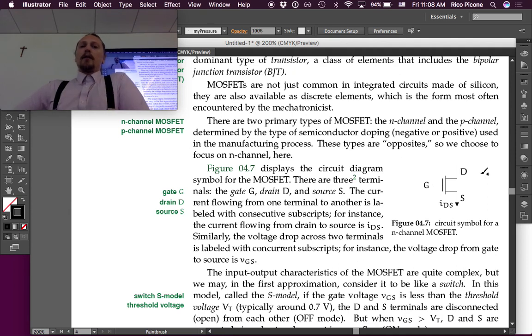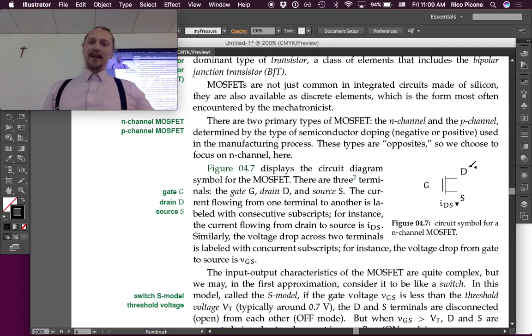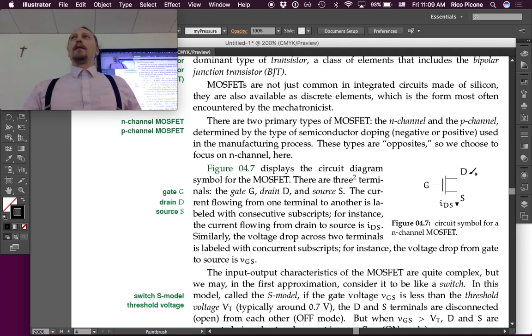The current flowing from one terminal to another is labeled with consecutive subscripts. For instance, the current flowing from the drain to the source is IDS. Okay, so the current flowing from drain to source. And in fact, that is the direction that current flows through a MOSFET. It either flows like that or it doesn't flow. That's really what it comes down to. And you might think, what the hell is up with this terminology? Current flows from drain to source? That sounds backwards.